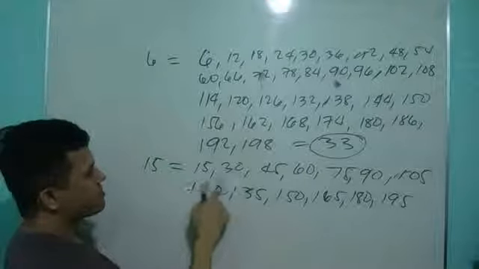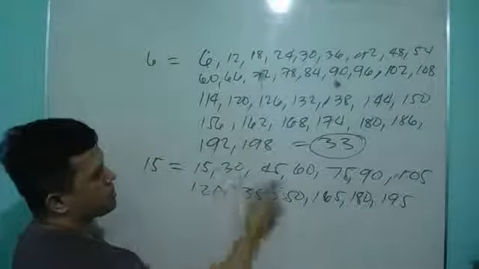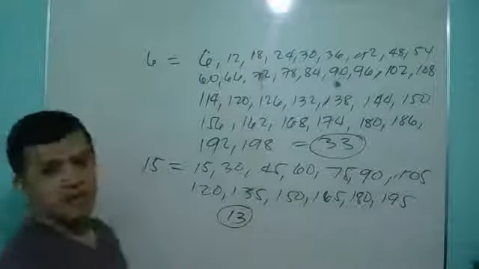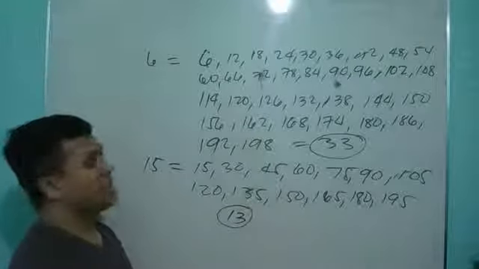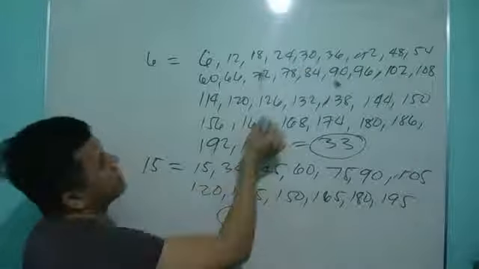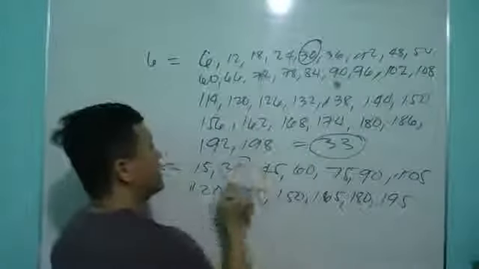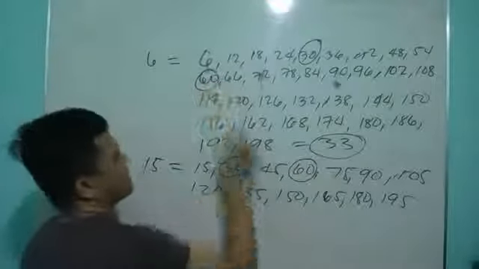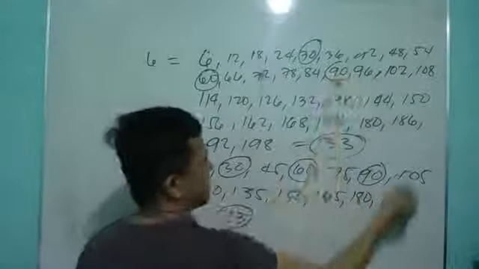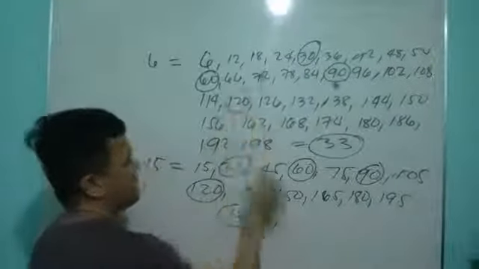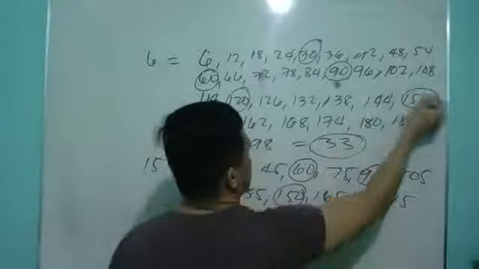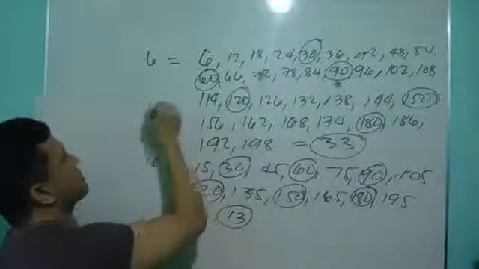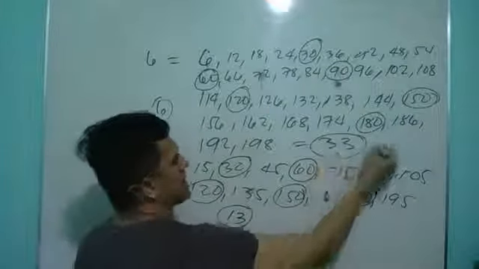How about 15? We have 1, 2, 3, up to 13, so 13 for 15. These are the multiples of 6 and of 15. But the thing is, how many common do we have? 30 and 30, 60 and 60, 90, 90, 120, 120, 150, 150, and 180 and 180. So we have 6 common. We're going to subtract 6 from this one.